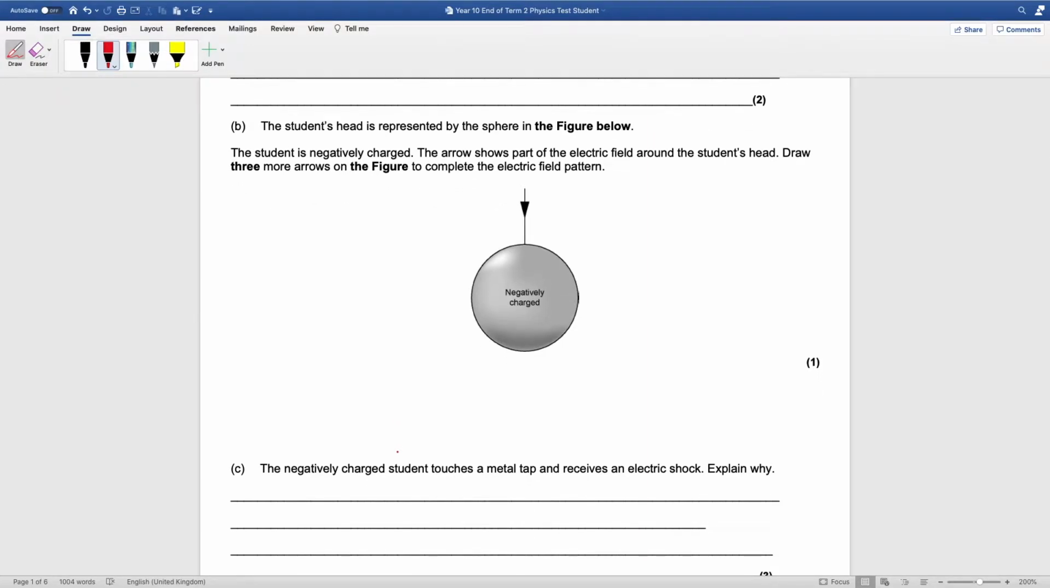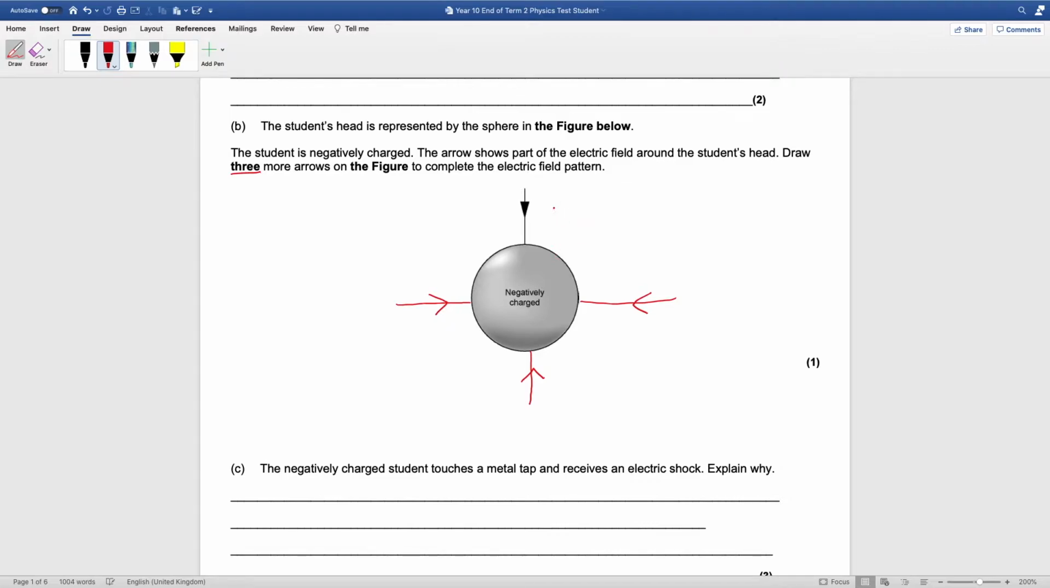Then you're asked to complete the diagram for the field lines around the negative charge, and 3 more arrows. So I would draw the one through the middle here and call that 2 arrows. So you've got one coming in from the left and one coming in from the right, and then one coming up from the bottom, and they're all going in like the one you're given. So there's a nice easy 1 mark.